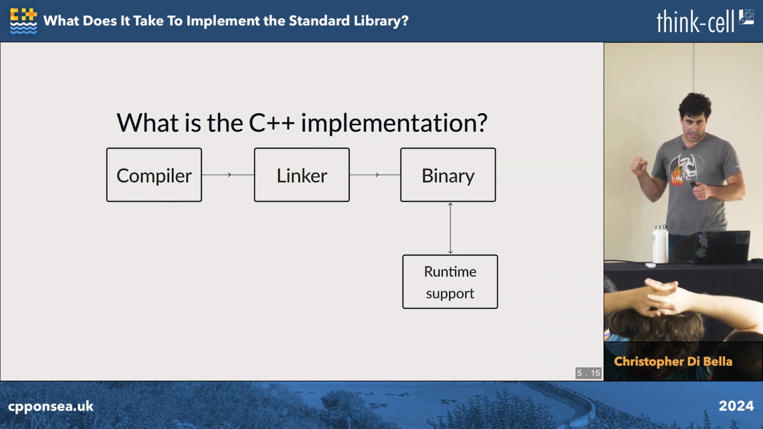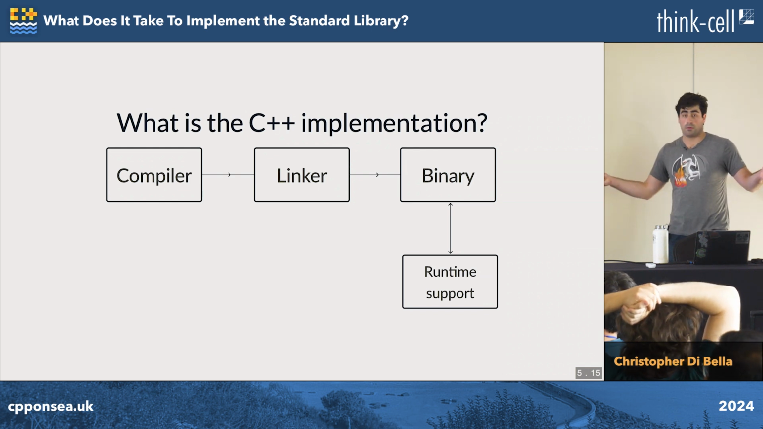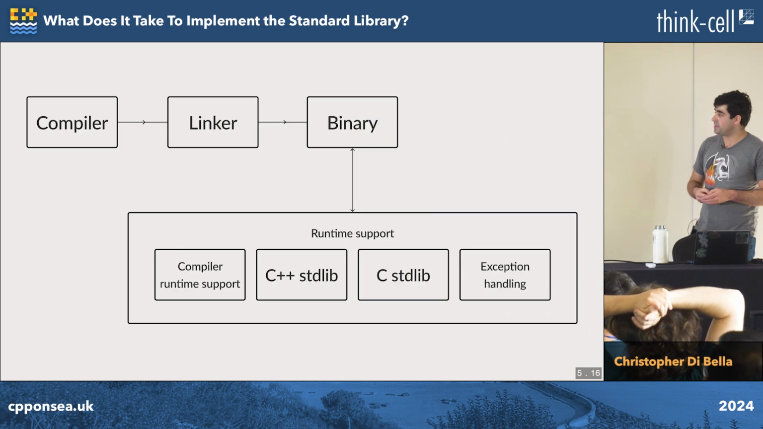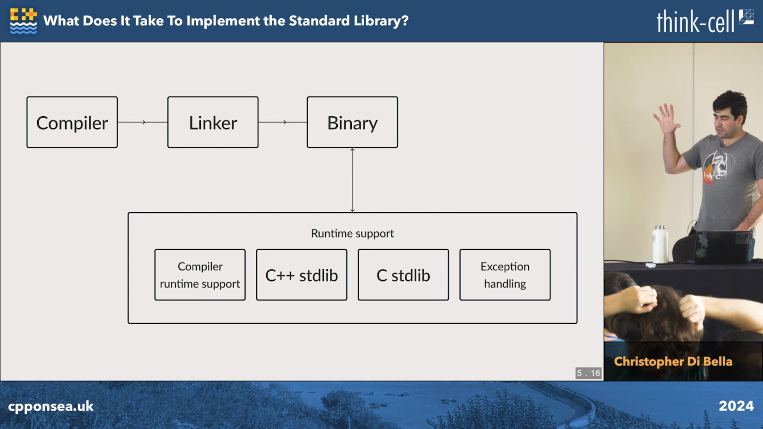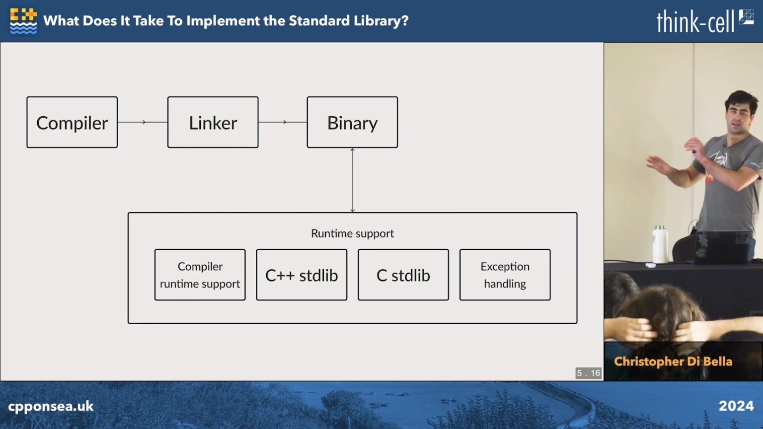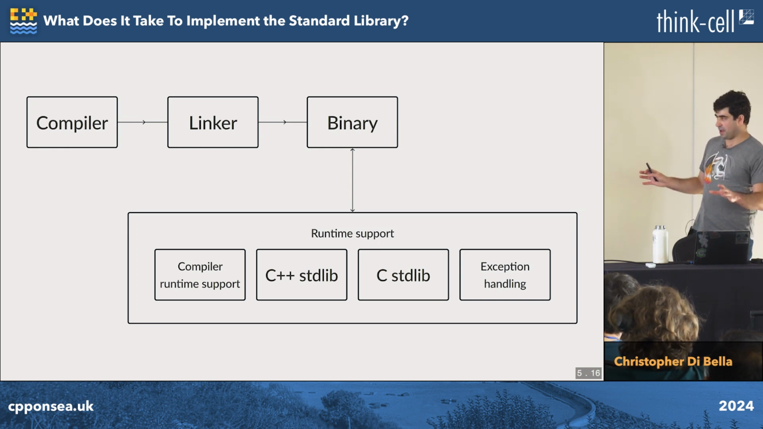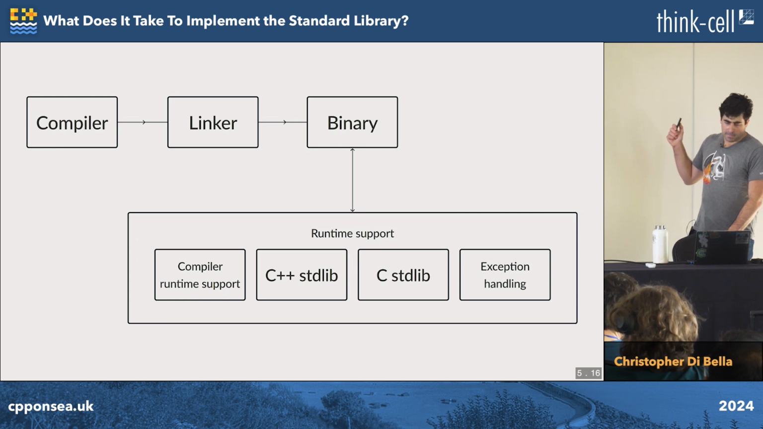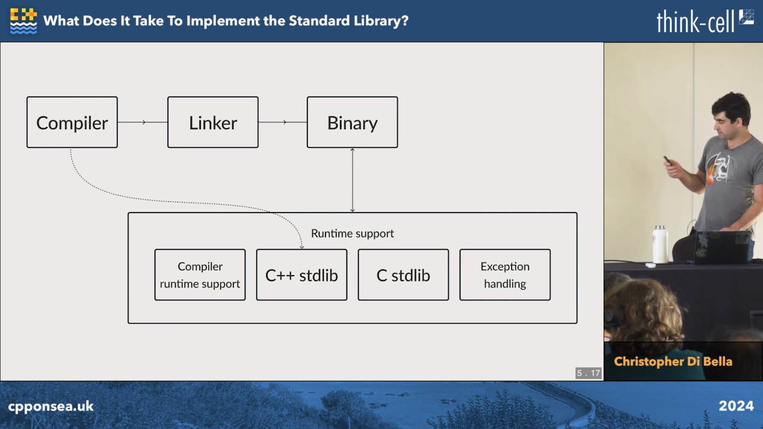But that is not the only thing that we need to think about, because now we need to break down what is this runtime support box. And it turns out that there's some compiler runtime support, there's a C++ standard library, there's a C standard library, and there's exception handling. And those are the four main ones. There are many others, but these are the four that we will concern ourselves with, because those are the core ones. Everything else is sort of peripheral. And we should note that the compiler has a special relationship with the C++ standard library in particular. We'll come back to that in a little bit.